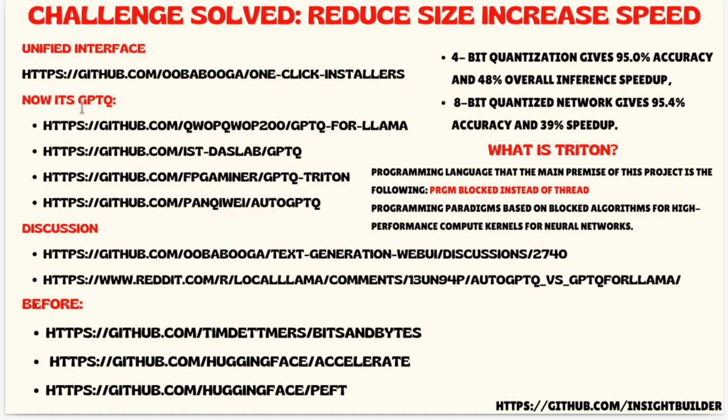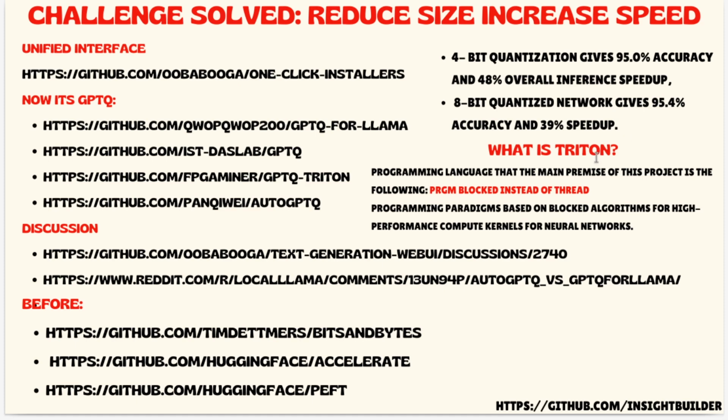Here you see the various GPTQ implementations. You can take a look at these implementations, and I'll go into them in detail. Apart from that, you also need to be aware of something called Triton. Triton is a massively parallel programming language. It is kind of an alternative to the CUDA programming language.